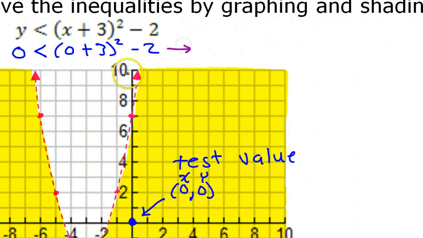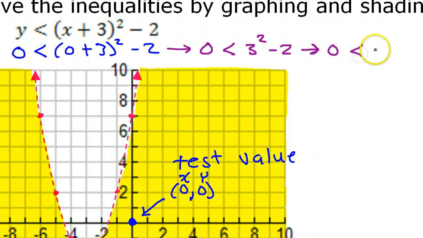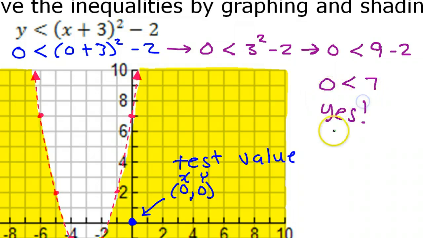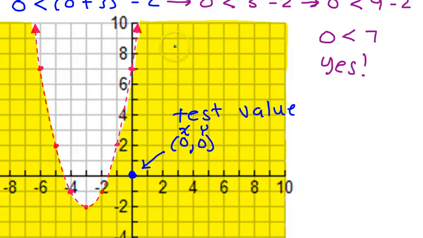So this is going to become 0 is less than, well, 0 plus 3 is just 3, squared, minus 2. Okay, and that gives us 0 is less than 9 minus 2, which is just 0 is less than 7. Is this a true statement? Why, yes it is. Which means 0, 0 is a solution, which means all of the other brothers and sisters that are in the outside part of the graph are also solutions.